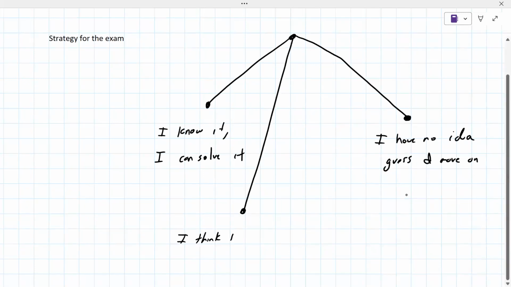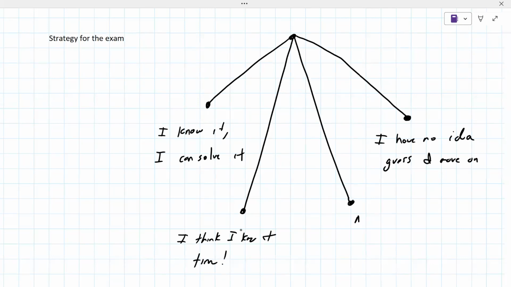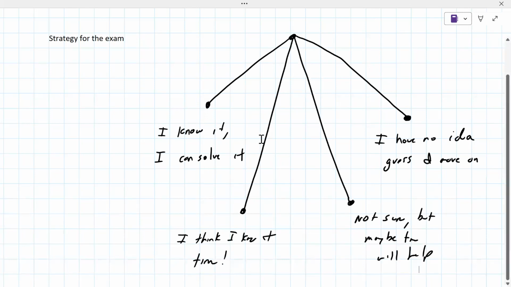So those other problems are: I think I know it. And I think most of the questions are going to be, I know it, I can solve it. I think I know it, I just need some time. Some of the other possibility is like not sure, but maybe time will help. And you have to make this decision pretty quickly because you don't want to waste time on questions you'll never be able to solve and that just take you lots of time.